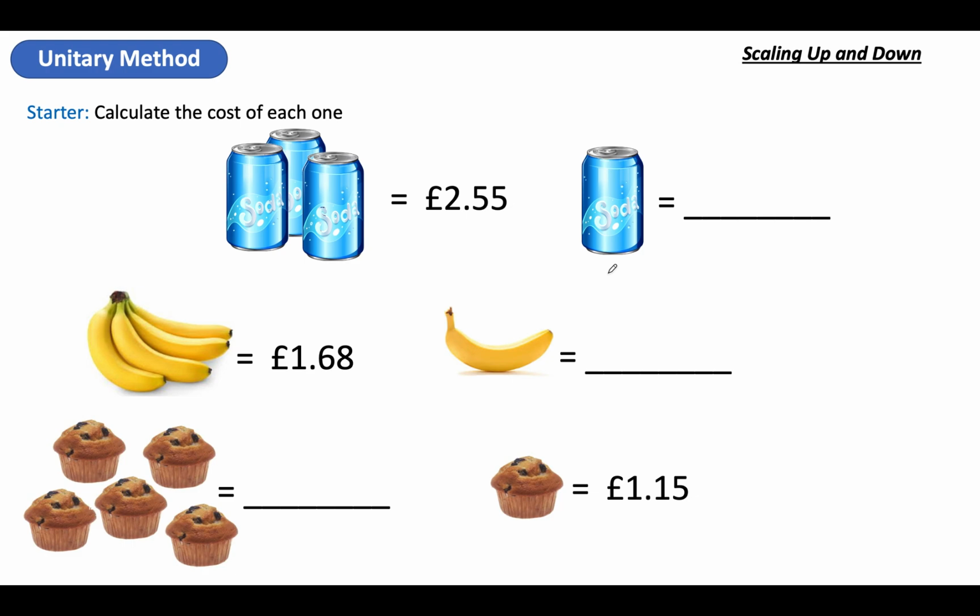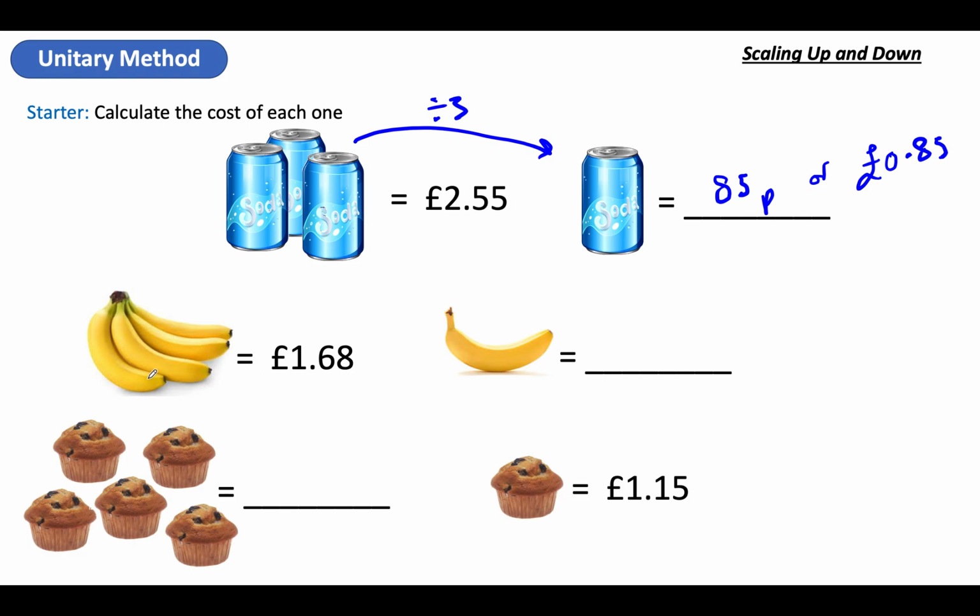You must have done, because we've unpaused the video. Right, well, if 3 cans are $2.55, well, presuming it's not some kind of weird shop that charges different amounts for different cans, every can is going to cost the same. So whatever 3 cans costs, if I divide that by 3, then I get 1 can. So £2.55 divided by 3 is 85 pence. Or you might have written it down as £0.85. Either of those is absolutely fine.